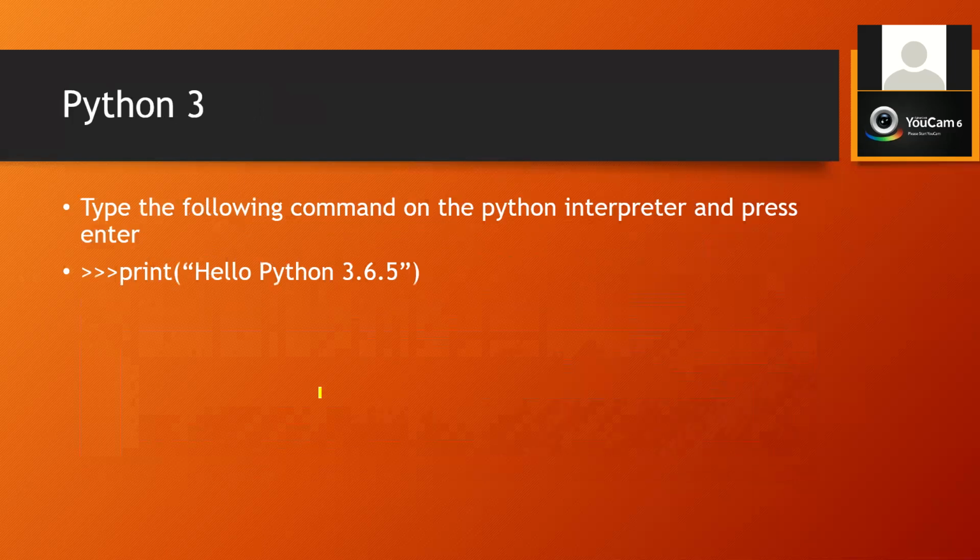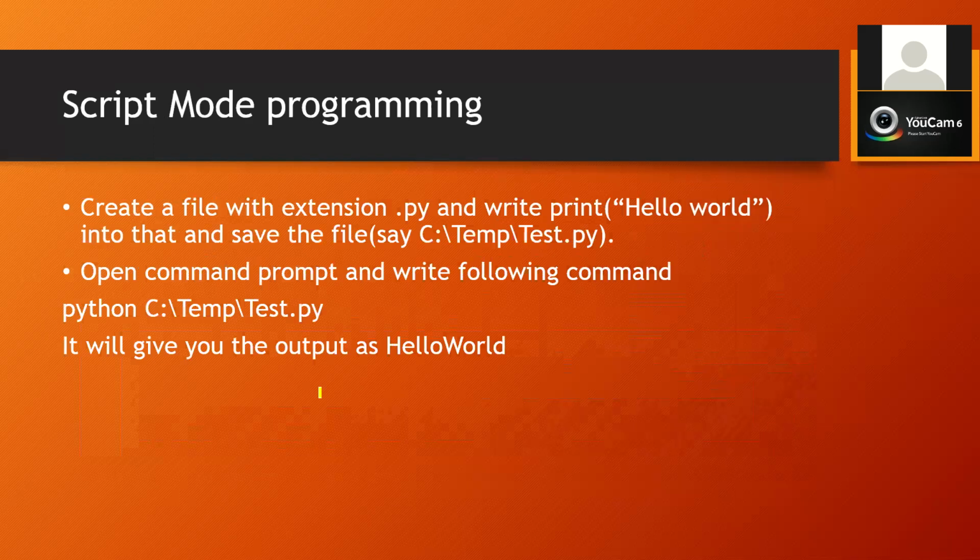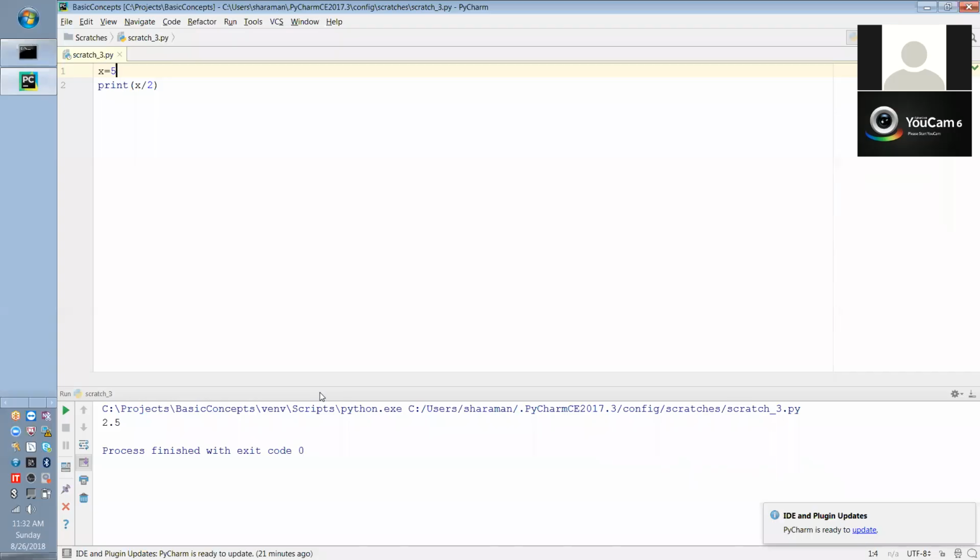Now we are on the first program. Scripting mode programming means when you are writing the code. So you have seen this PyCharm file which I have created, it has the extension .py. Okay, so all the Python files have the extension .py.